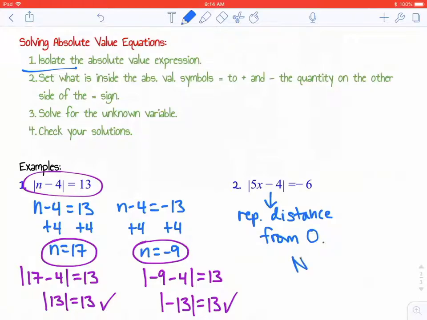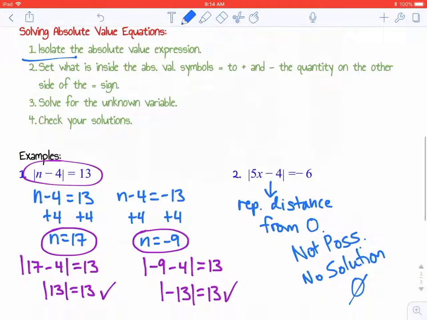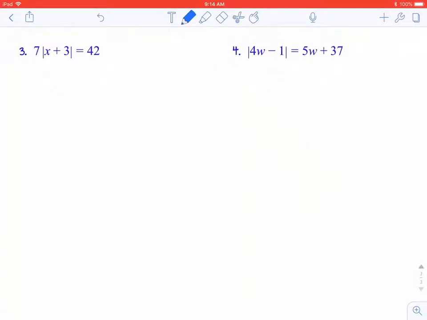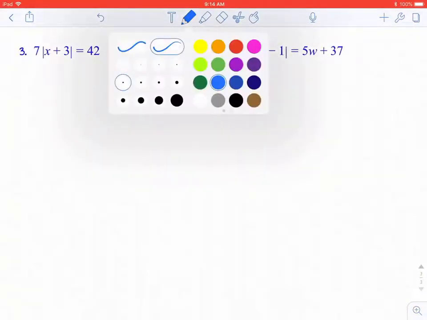No. So this is not possible. We can stop right there and say that this would have no solution. And if you did solve this, and you didn't notice in the beginning it was equal to a negative, you would end up with two solutions, and when you check them, they would not work. So you would do a lot of extra work that you don't have to do if you recognize that right away. All right, we just have two more examples.